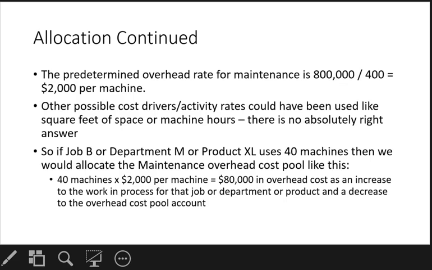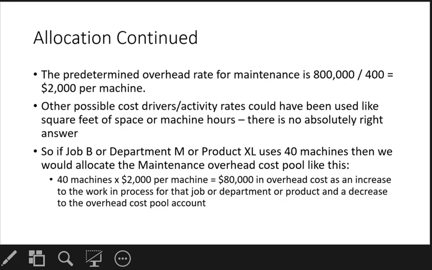There's no absolute right answer. You can use different ones. Different companies will use different ones. What you want to do is work with one, see what you think is happening with the costs, see if it makes sense. You can always change it going forward for next year.